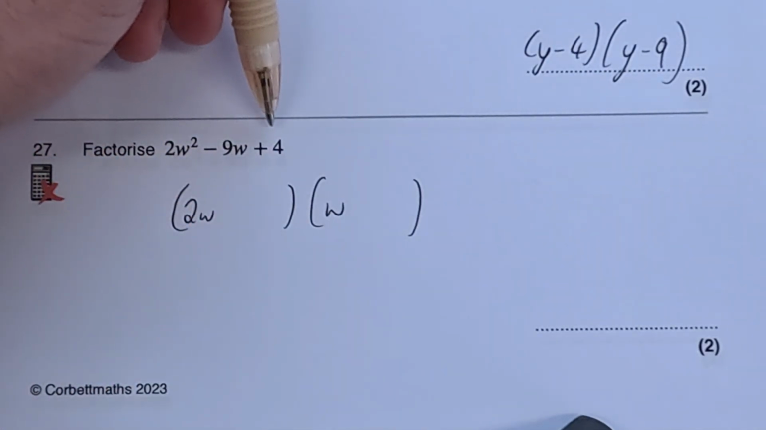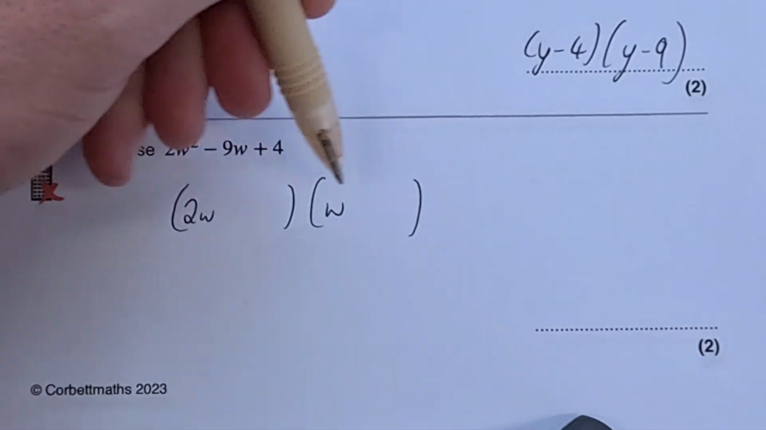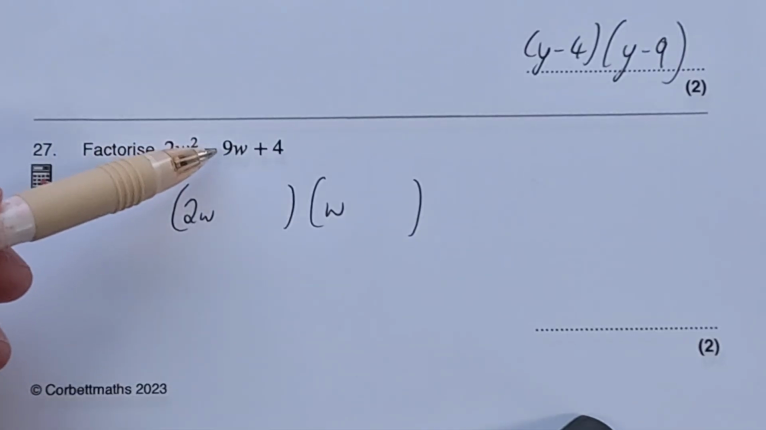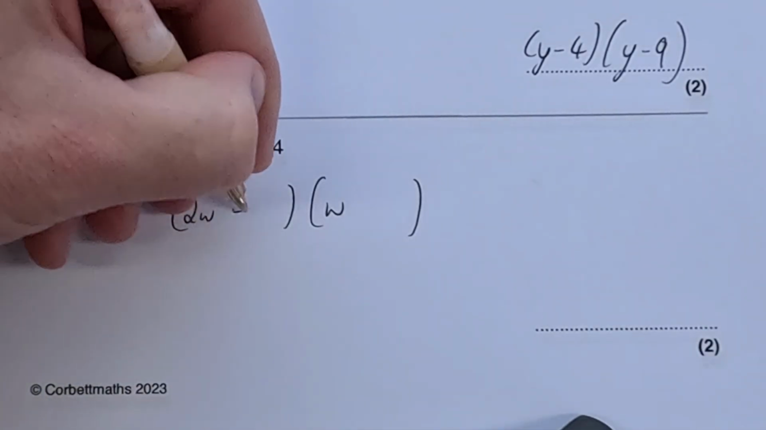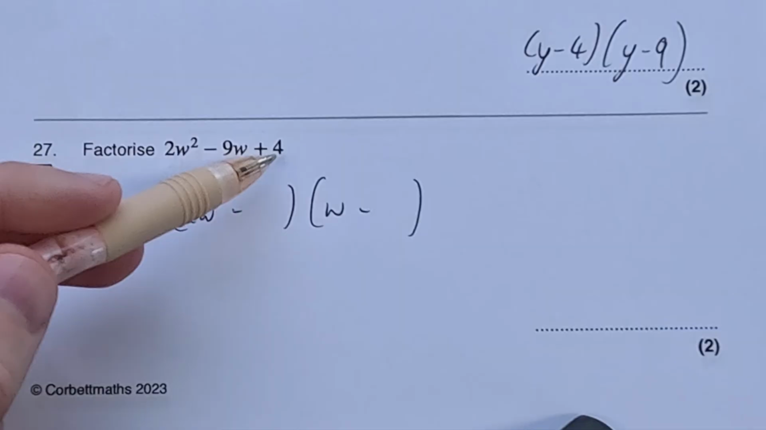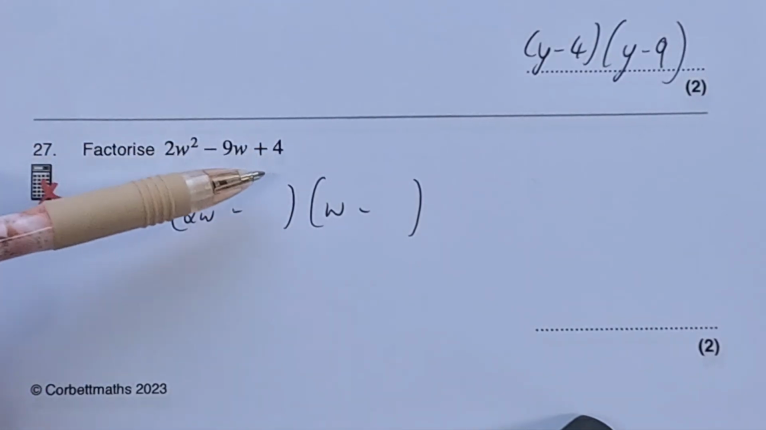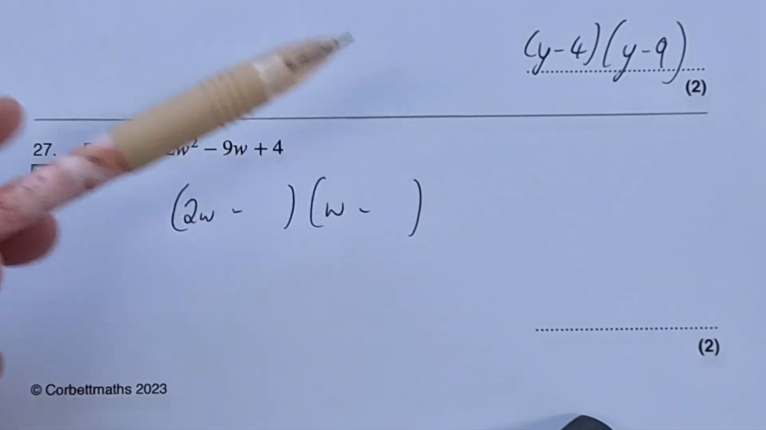Now we want to find two numbers that times together to be 4, and that whenever we put them in the brackets and expand the brackets, we're going to get our minus 9. Now, because it's minus 9, it's going to be a negative and a negative. We want to find two negatives that times together to be 4. So it's either going to be -1 and -4, or -4 and -1, or -2 and -2.